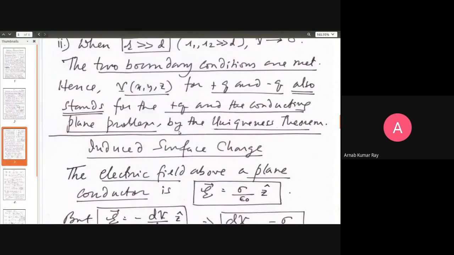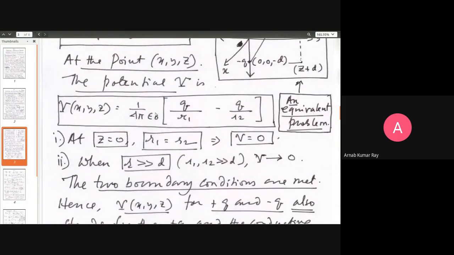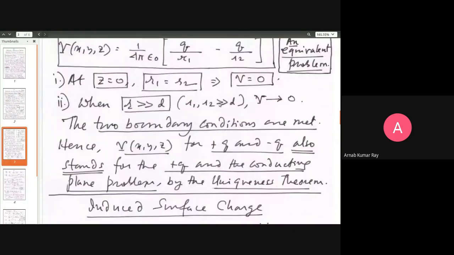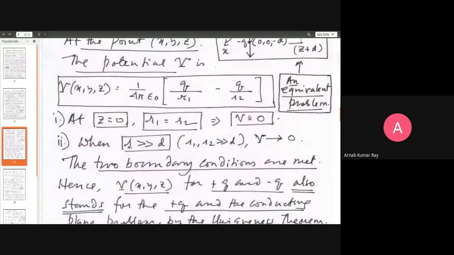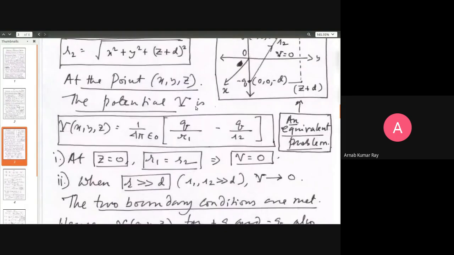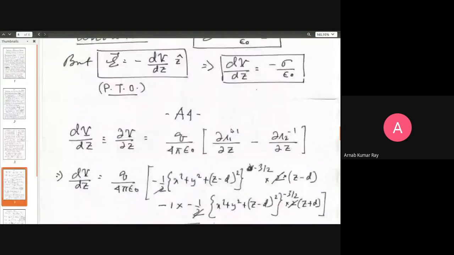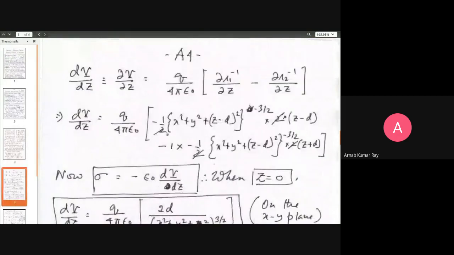And what is V? V is this function, 1 by 4 pi epsilon naught Q into 1 by R1 minus 1 by R2. So that is what it is, Q by 4 pi epsilon naught. And then we shall have to take the z derivative of R1 and R2 because both of them contain z. Okay. So let us see now. Q by 4 pi epsilon naught stays outside. We are now going to take the derivative of this thing.